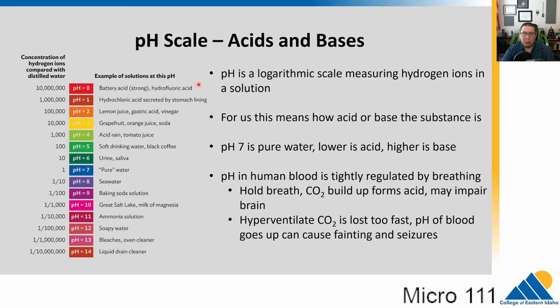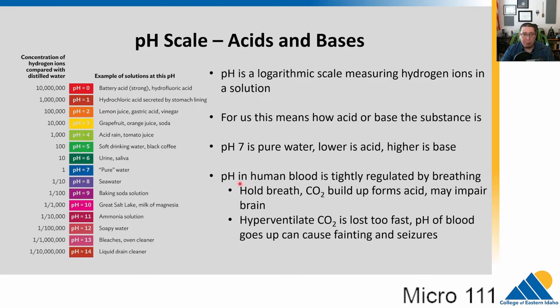So pH is a logarithmic scale of hydrogen ions. Don't worry about that too much. It just tells us how much acid or base is in a substance. You can see some common things here. Water, pure water, is pH 7. That is neutral. So lower is acidic, higher is basic.